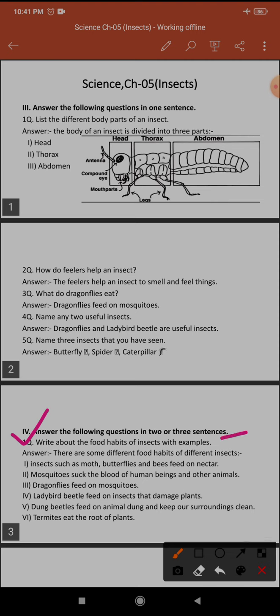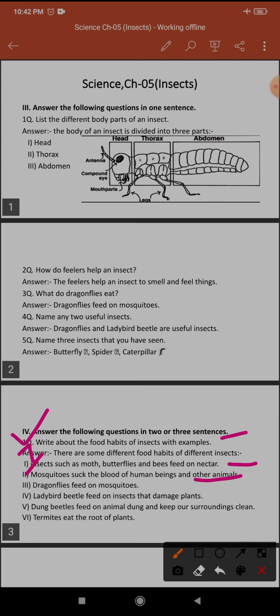So I have written down so many insects and their eating habits. Insect, the first letter should be capital. Okay, so insects such as moths, butterflies and bees feed on nectar. Mosquitoes suck the blood of humans, birds and other animals, so that's why dragonflies are useful to us, because they feed on mosquitoes.